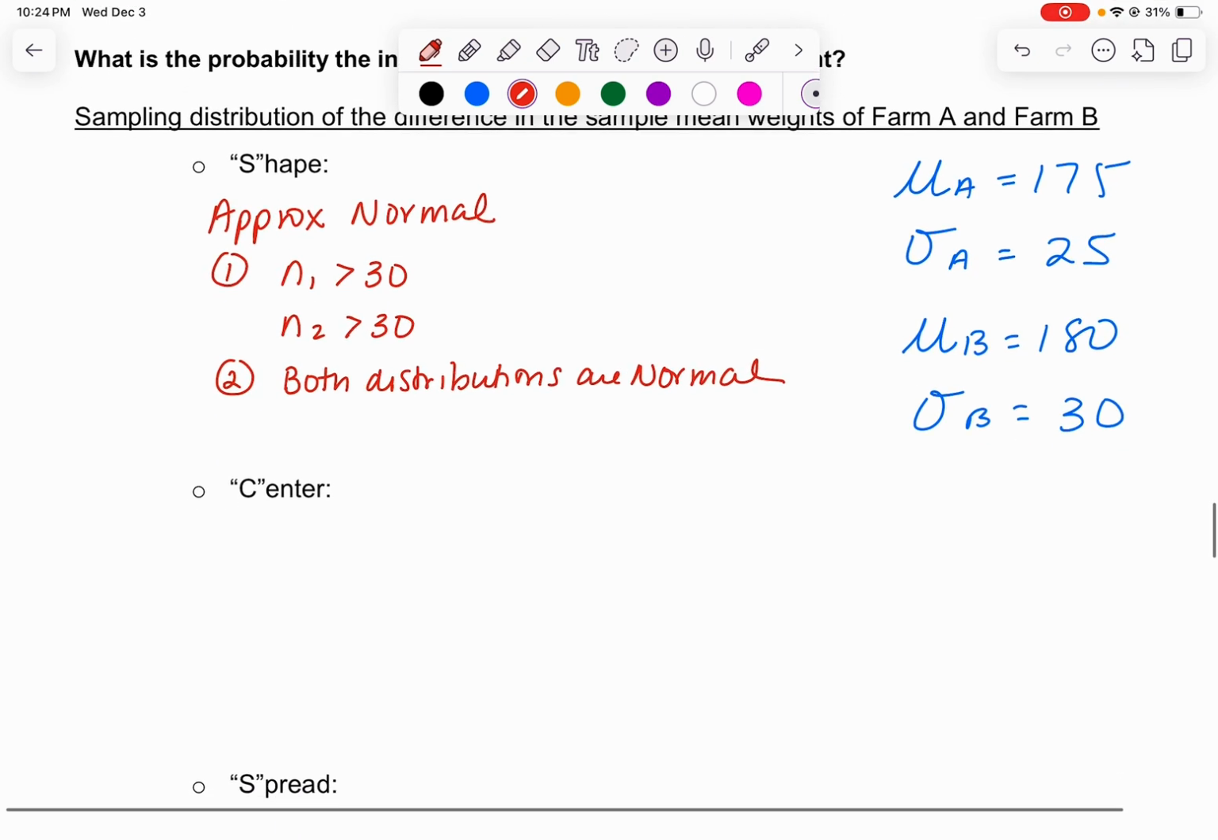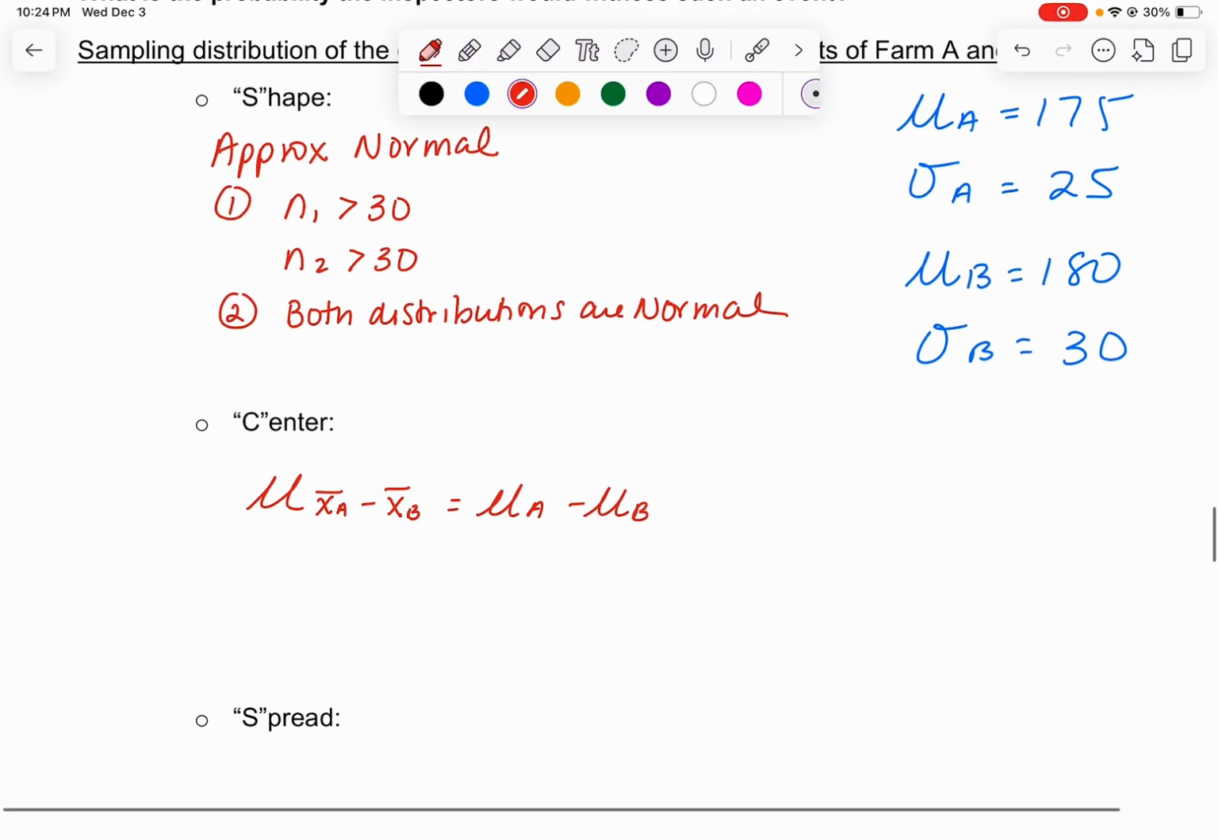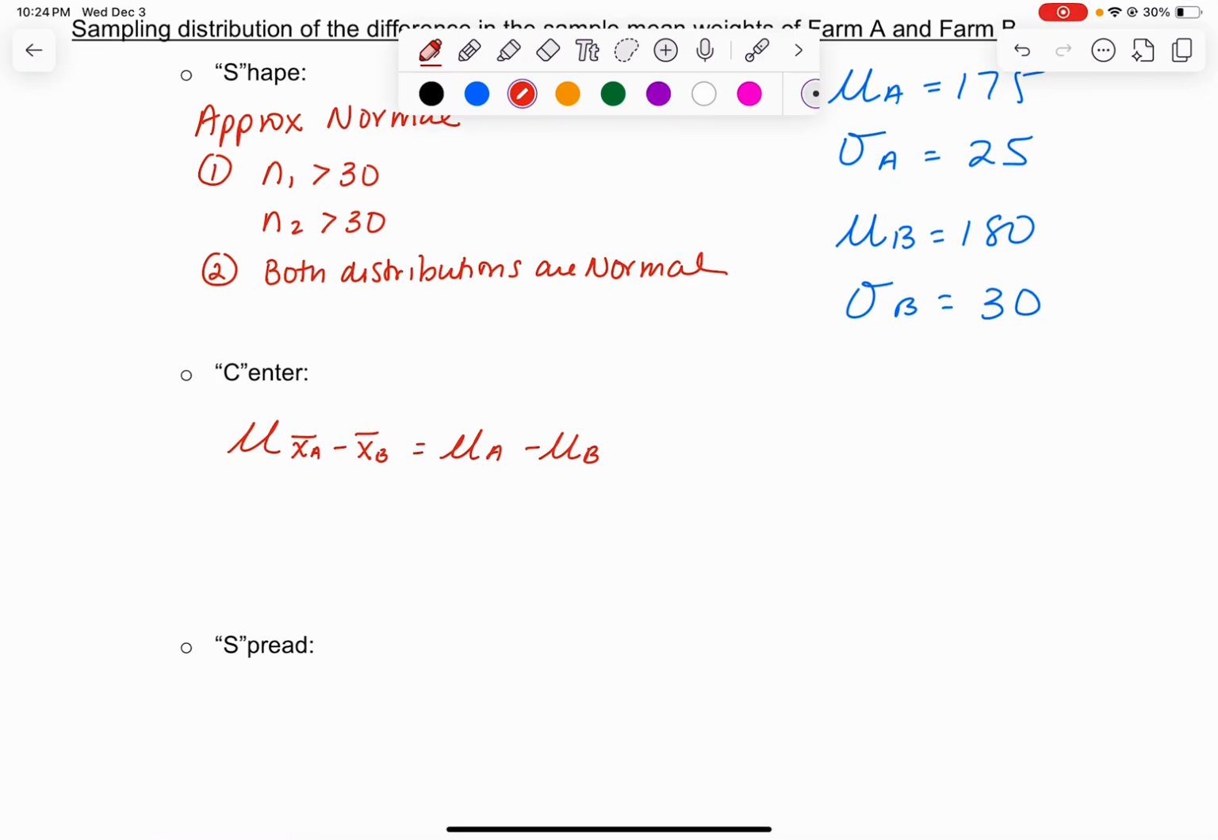Okay. The center, we would expect that the average for x bar A minus x bar B would be equal to mu sub A minus mu sub B. A minus B. Doesn't matter, again, the order, very similar to what we were talking about the other day in class. But your center should be the difference between the two means. Okay, and this would work again if you check your randomization condition. Was this a random sample? Because we want to make sure that our sample means are close to our population means, or it's a good estimate.